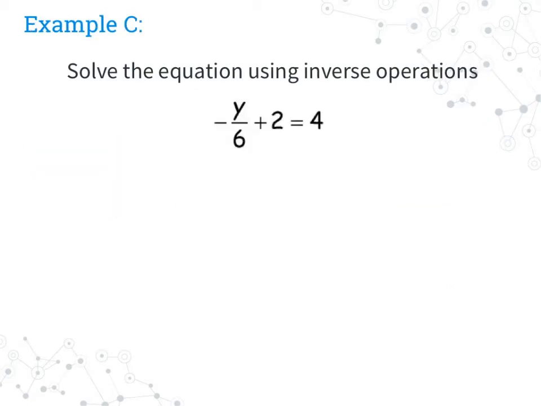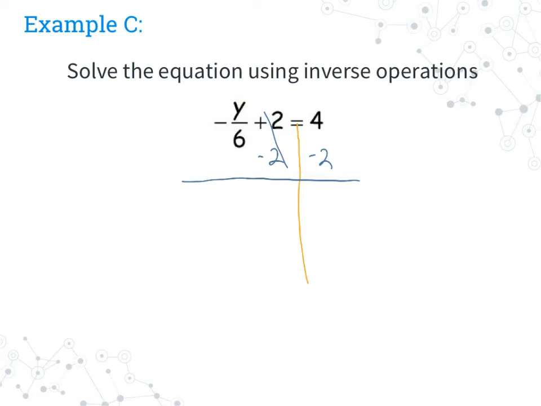So here we are at example C, solve the equation using the inverse operation. So again, I'm going to start by drawing my wall. Then I've got negative y divided by 6 and plus 2. So I know my plus 2 is my constant, so I'm going to eliminate that by subtracting 2 on both sides, drawing a line between my steps.